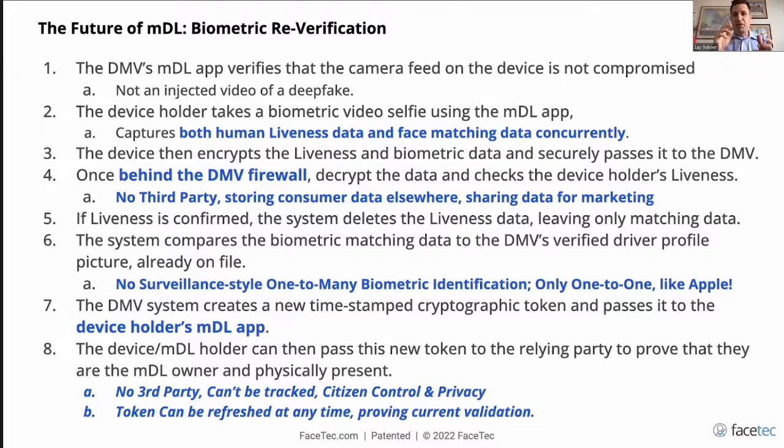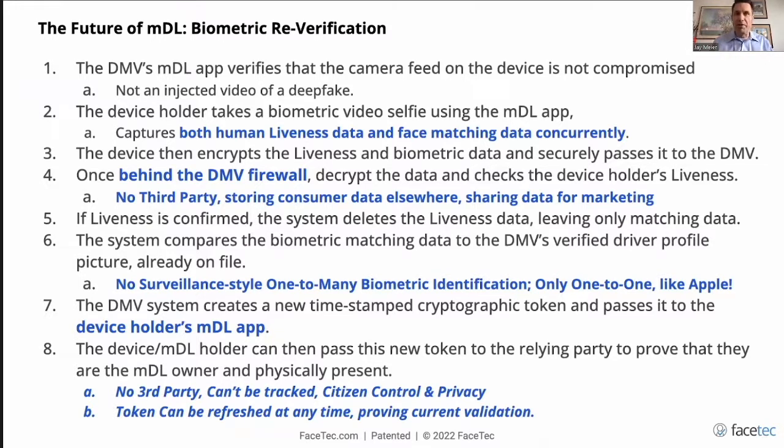The device encrypts the liveness and biometric data and securely passes it to the DMV. Okay, encryption. Again, PKI guys, I love you, love encryption. We can secure data pretty darn well. If you're saying encryption doesn't work well enough for biometrics, then we have problems with all of these systems that use encryption. So let's not talk out of both sides of our mouth. Okay. So you move the encrypted data behind the DMV firewall, behind the government firewall. That's where you decrypt the data, and then you check for the liveness, right?